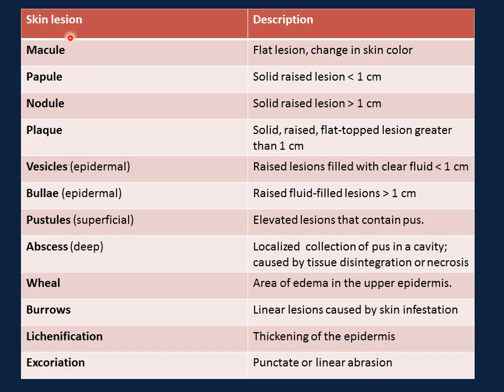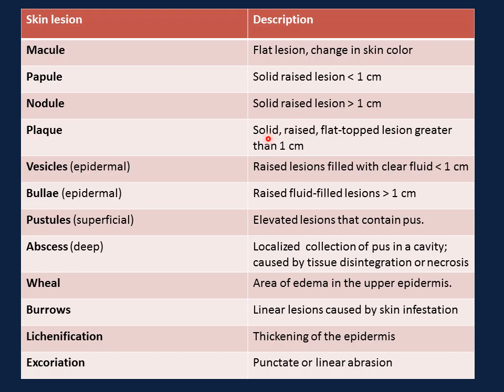Before we proceed further in this presentation, I would like to give some definitions commonly used to describe different skin diseases. The first one is macule. What is macule? Macule is a flat lesion with a change in skin color. Papule is a solid raised lesion less than 1 centimeter. Nodule, similar to papule but just larger in size, is a solid raised lesion more than 1 centimeter.